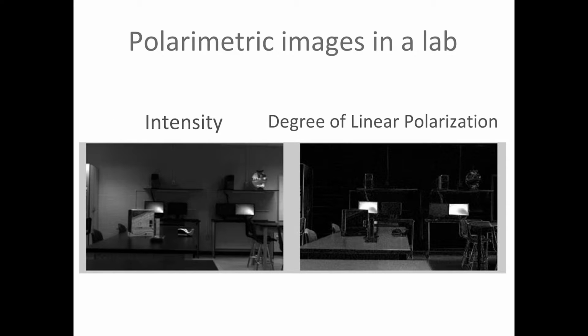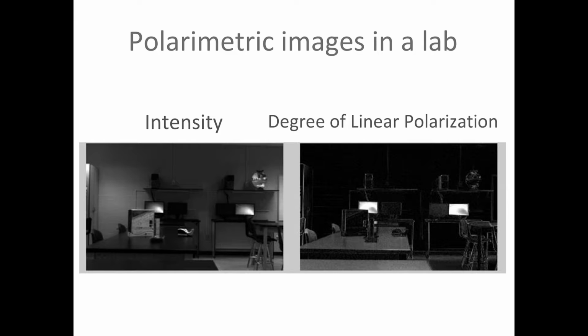And here we have another image with intensity, and then an image on the right that's been taken with a polarimeter. And we're looking for similar things here. Starting at the intensity side, we see the monitors are very bright, the wall is very bright, whereas in the degree of linear polarization on the right, the wall is very dark, but the monitors are still really bright. So let's take a look at what's going on here.